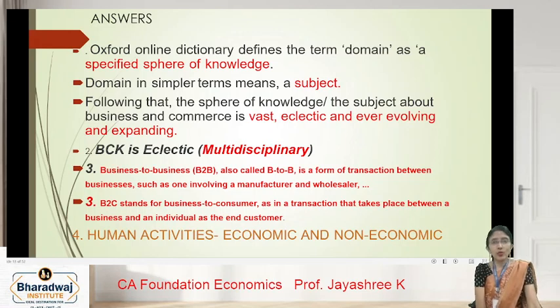B2B, I think you would have done correctly. Business to business, a form of transaction involving basically a manufacturer and a wholesaler, something like that. B2C stands for business to consumer, isn't it? A transaction that takes place between a business and an individual, I mean the end customer. And human activities are divided into economic and non-economic.